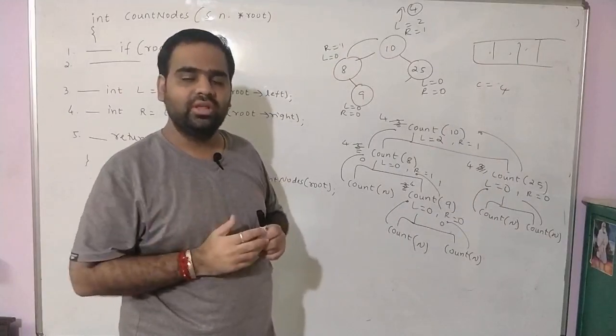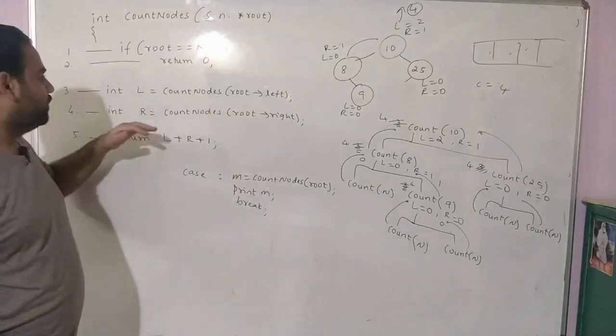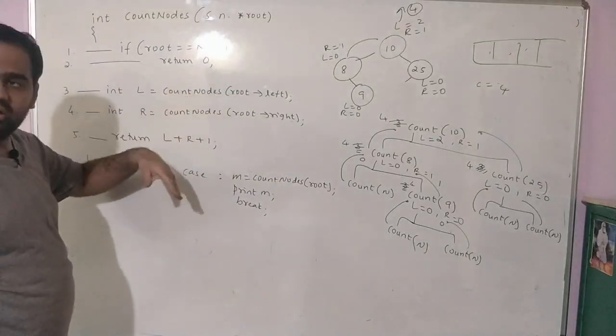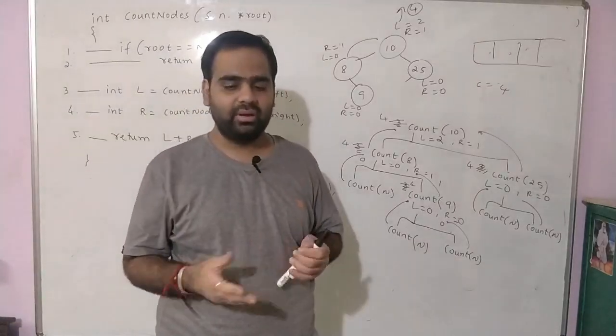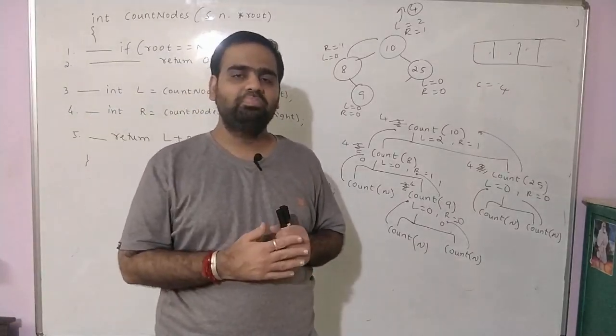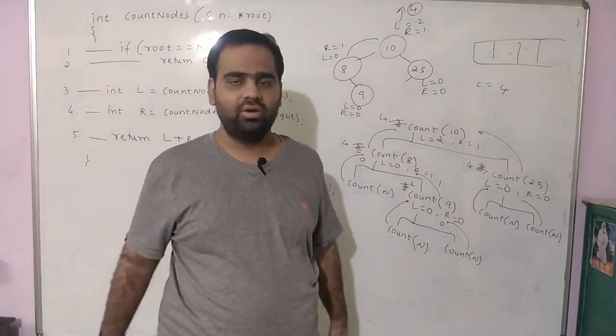You can even do it with the level order traversal of the tree, and here I have used the post order: left, right, and the root itself. Is that okay? And the next question will be to count the number of leaf nodes in a given tree. That is what we will do. Thank you.